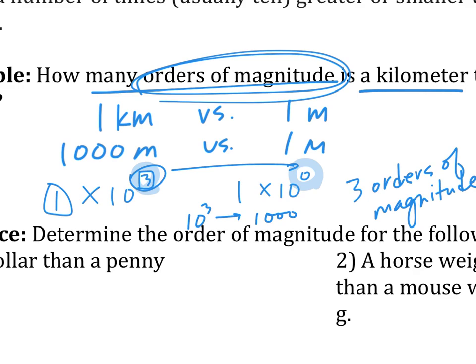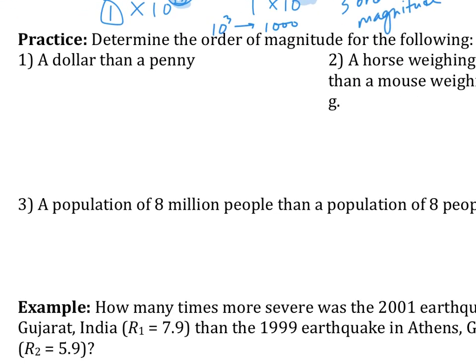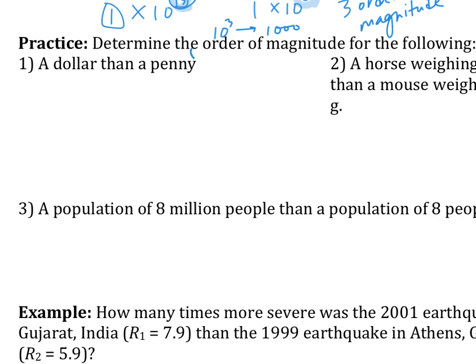1,000 times bigger. All right, so let's go ahead and have you do the following. 1, 2, 3. How many orders of magnitude bigger is each one? $1 and a penny, a horse weighing 400 kilograms and a mouse weighing 40 grams, a population of 8 million people versus a population of 8 people. Okay, try it. If you don't know how to do it, let me know. 1 penny is 1 cent, 0.01. Number 1, 2 orders of magnitude.